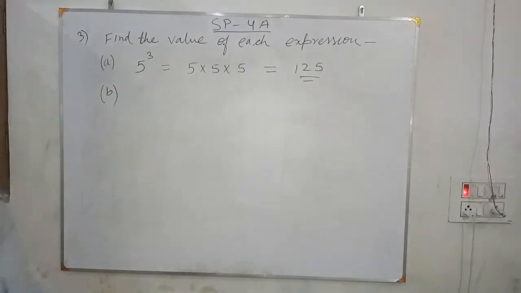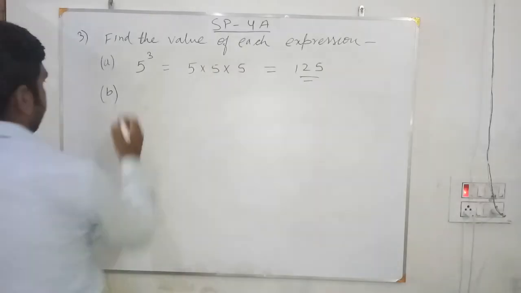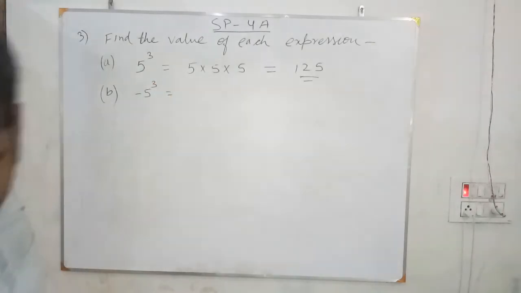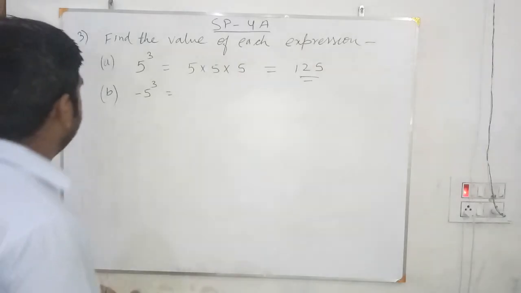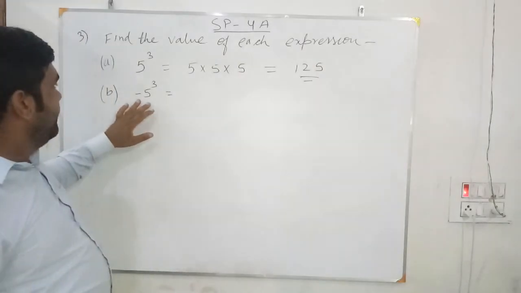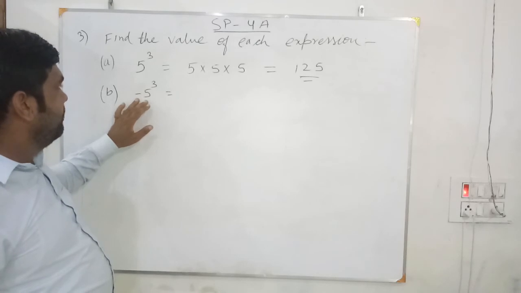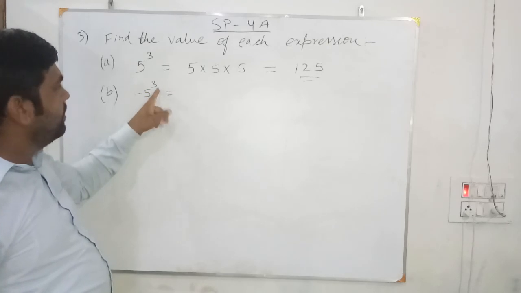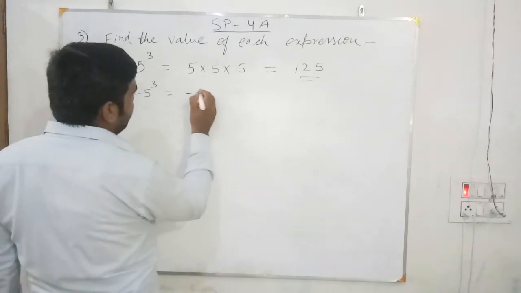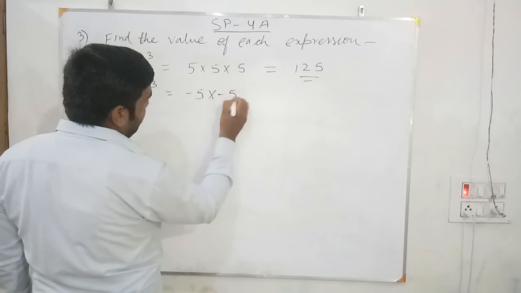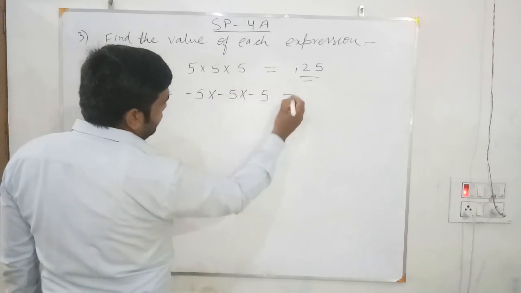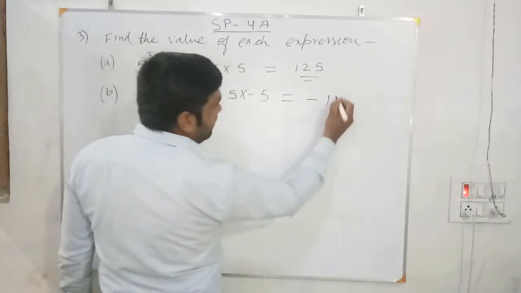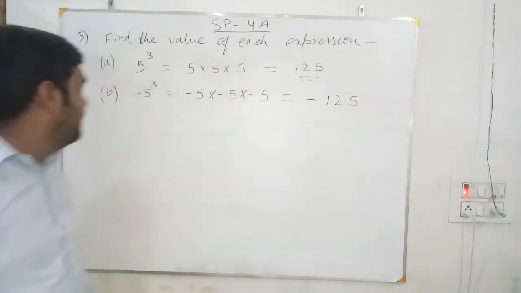Now we do the B. Minus 5 to the power 3. Here the base is minus 5 and the power is odd. Base is minus 5, power is odd, so the value will be negative. This means multiply minus 5 by itself 3 times. So again the value is negative, and the product you will get: 5 5s are 25, 5 25s are 125. That is minus 125.